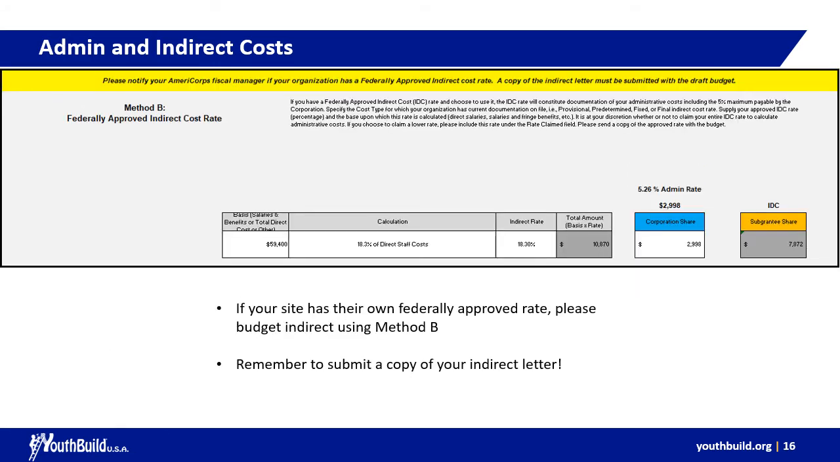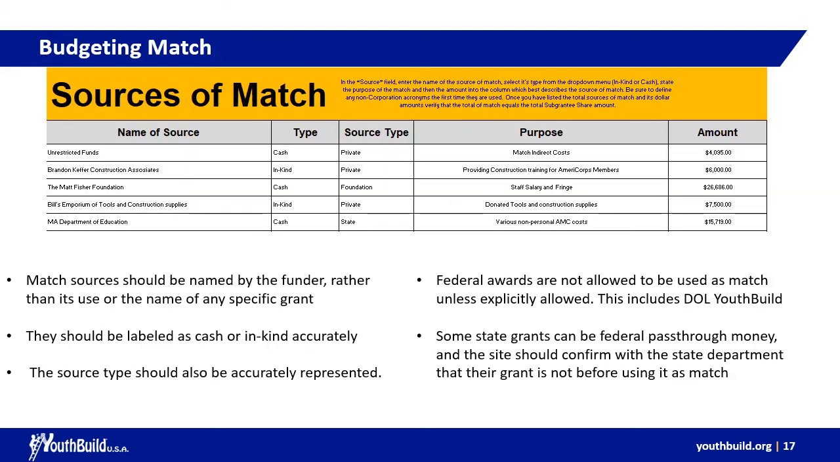If your site does have its own federally approved indirect rate, please budget for it using method B. All calculations should be clearly described, and please remember to submit a copy of your indirect letter along with your budget. Match sources should be listed at the bottom of your budget and should be labeled accurately and clearly.